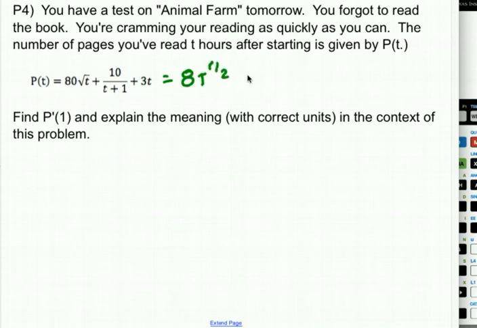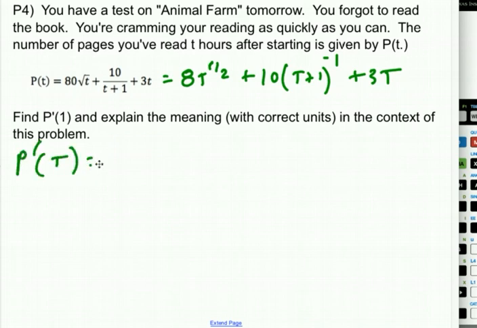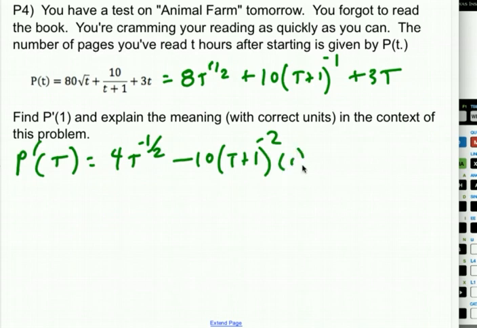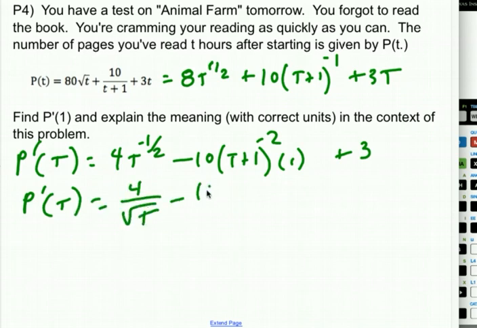But before I do that, I'm going to rewrite a couple of things. I don't want to do the quotient rule with that t plus 1 on the bottom. I'm just going to do the chain rule. It's up to you. You don't have to. So P prime of t is going to be a 1/2 drops down in front, so that's going to be a 4t to the negative 1/2, which I'll deal with in a sec. This will be a negative 10 times t plus 1 to the negative 2nd, and then the derivative of t plus 1 is just a 1 anyway, and then plus a 3. So I get that my P prime of t is 4 over root t minus 10 over the quantity t plus 1 squared plus a 3.